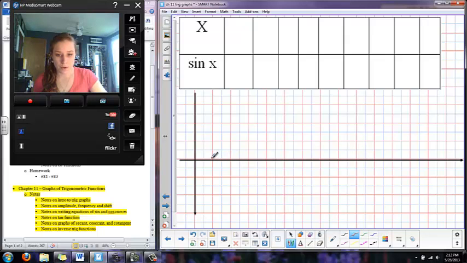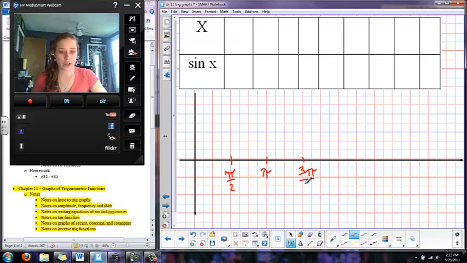You do pi over 4, and then, once you've done that the first time, you don't really ever have to break it up into pi over 4 sections anymore. Normally we just break it up into pi over 2 or 90 degrees. So you have pi over 2, then you have pi, and you have 3 pi over 2 and 2 pi.